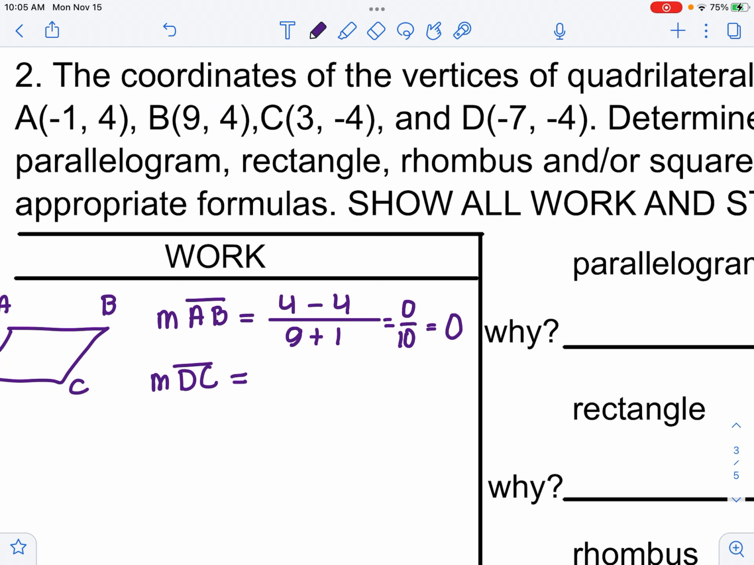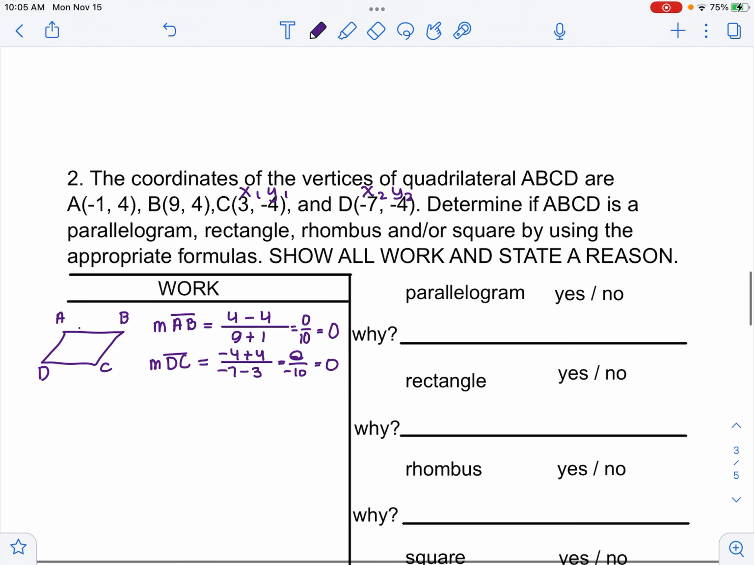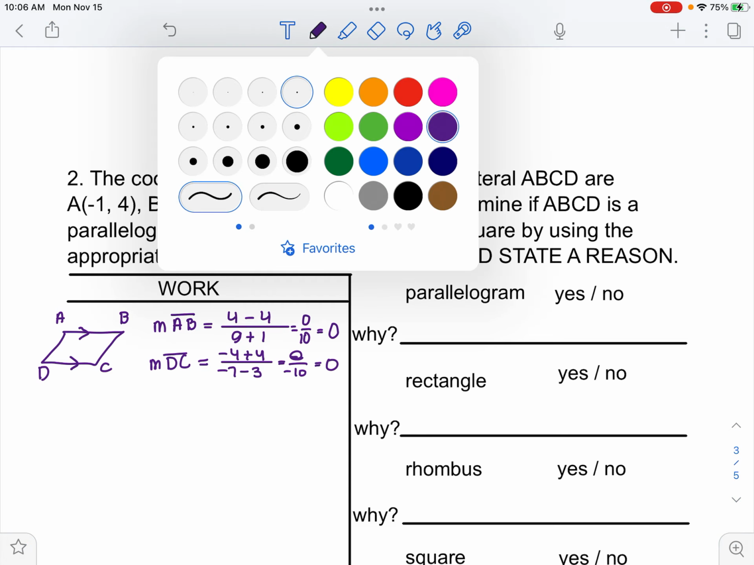All right, now let's do the same thing for DC. x1, y1, x2, y2. Negative 4 minus a negative 4, so plus 4, over negative 7 minus 3. 0 over negative 10, which is 0. So these two lines are parallel because they have a slope of 0. Remember, you can divide anything you want by 10. It's just 0 divided by 10 is 0. You can, however, not divide by 0. Dividing by 0 is undefined.